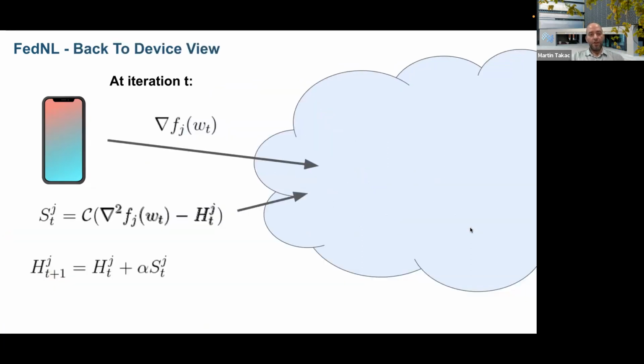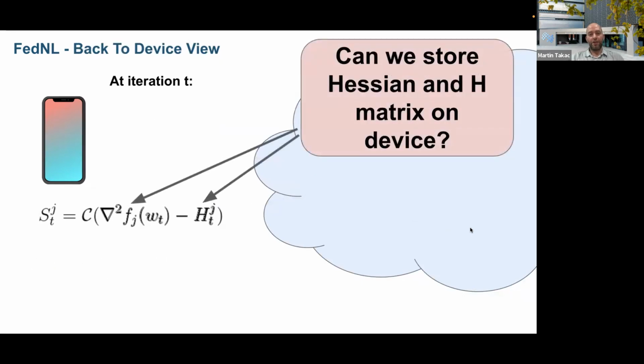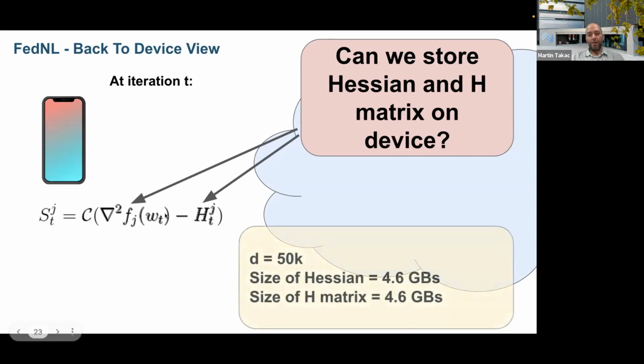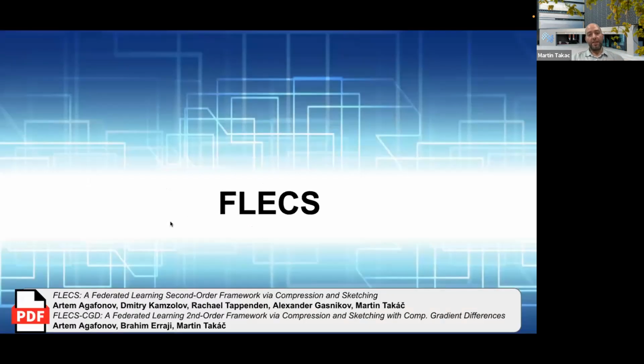And if you go back to this one, you can start thinking, can I store the Hessian? Or can I even do this step on device? Remember, as I mentioned, when the number of parameters is like 50,000, which is still nothing, the size of the Hessian will be 4.6 gigabytes, the same for storing this vector H, right? So sending this or running this on device can be very expensive. Also computing the Hessian itself can be quite expensive. Not only the storage, but also the computation cost. So in this work, we try to see what I can do differently.